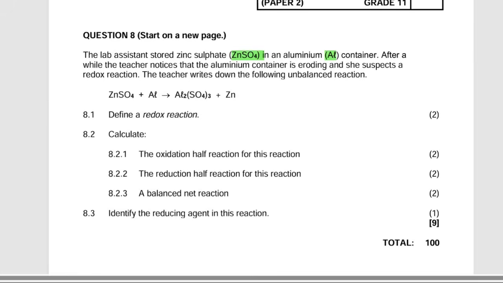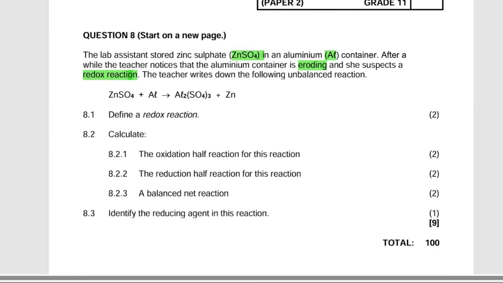Then after a while, the teacher noticed that the aluminum container is eroding, and she suspects a redox reaction, so there is reduction and oxidation. The teacher writes down the following unbalanced reaction. Define the redox reaction. What's a redox reaction?